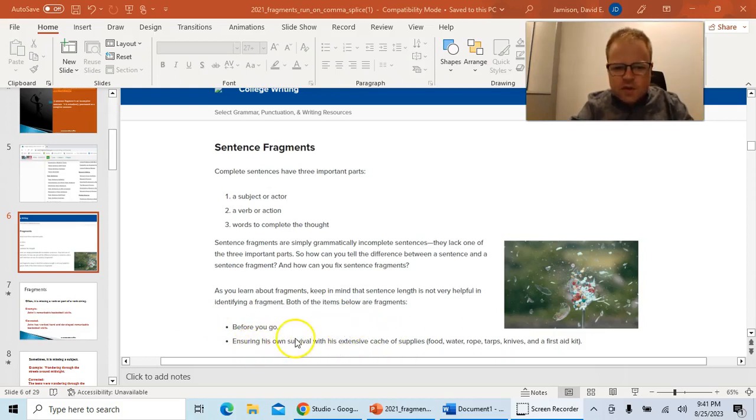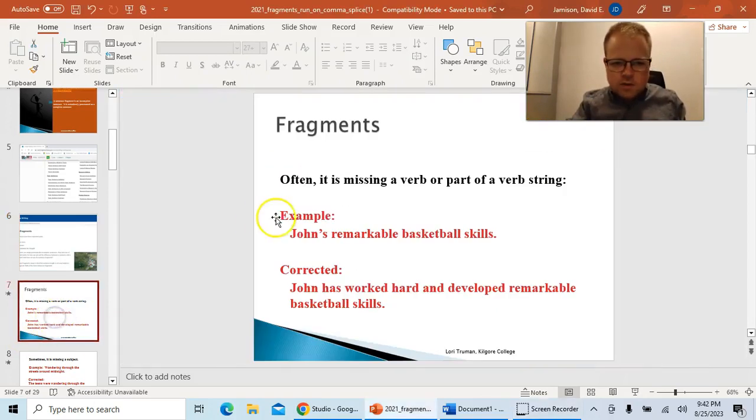This next one here: ensuring his own survival with his extensive cache of supplies, food, water, rope, tarps, knives, and a first aid kit. So, this has a subject, and again it has an action, but again it needs to be a complete thought. It's saying he's ensuring his survival while he's doing something else, but it doesn't tell us what that something else is. Okay, so let's go down and see some more examples here.